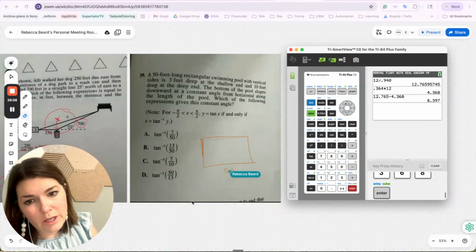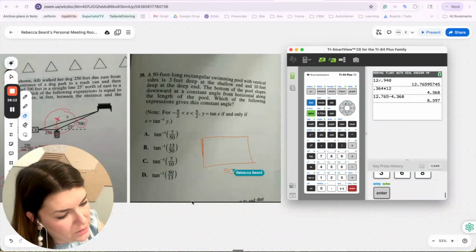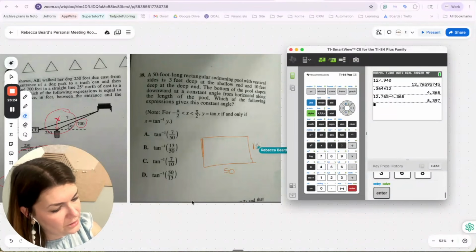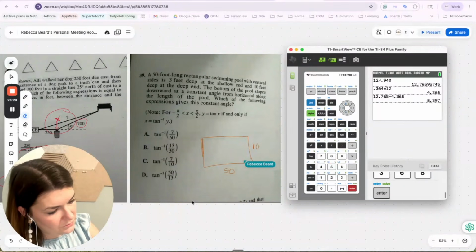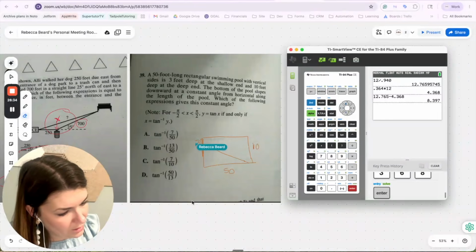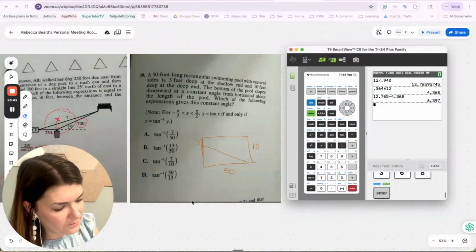In a lot of these, you just have to visualize it, so be used to drawing it. And then the vertical sides is 3 feet deep at the shallow end, and then it's 10 feet deep at the deep end. So like that's 10, and then it's a constant slope down. Not perfect, but we get the picture. That's a 3. So which is the way to solve for that angle right here?